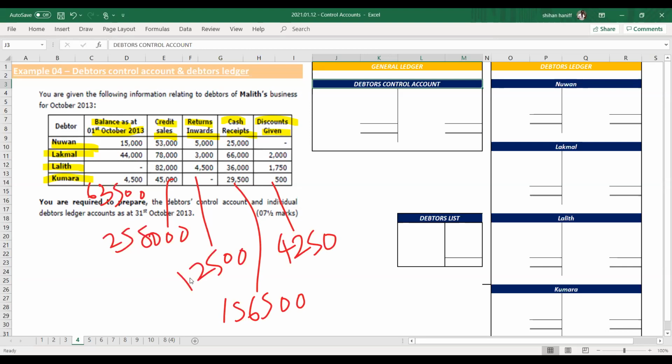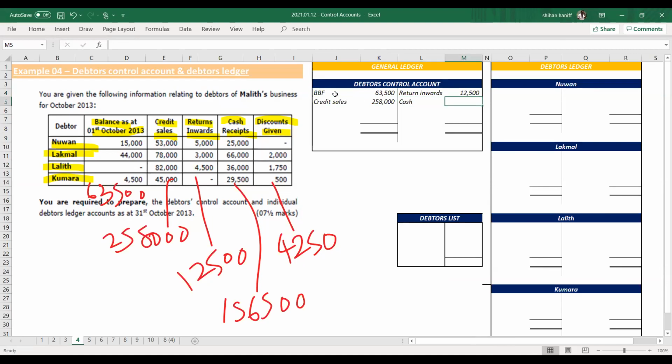Now take the total balances and prepare the debtors control account. Very simple. Now we know the format, debtors account format. So put this into the format. Opening balance, debit side, 63,500. Credit sales, debit, 258,000. Return inwards, credit, 12,500.